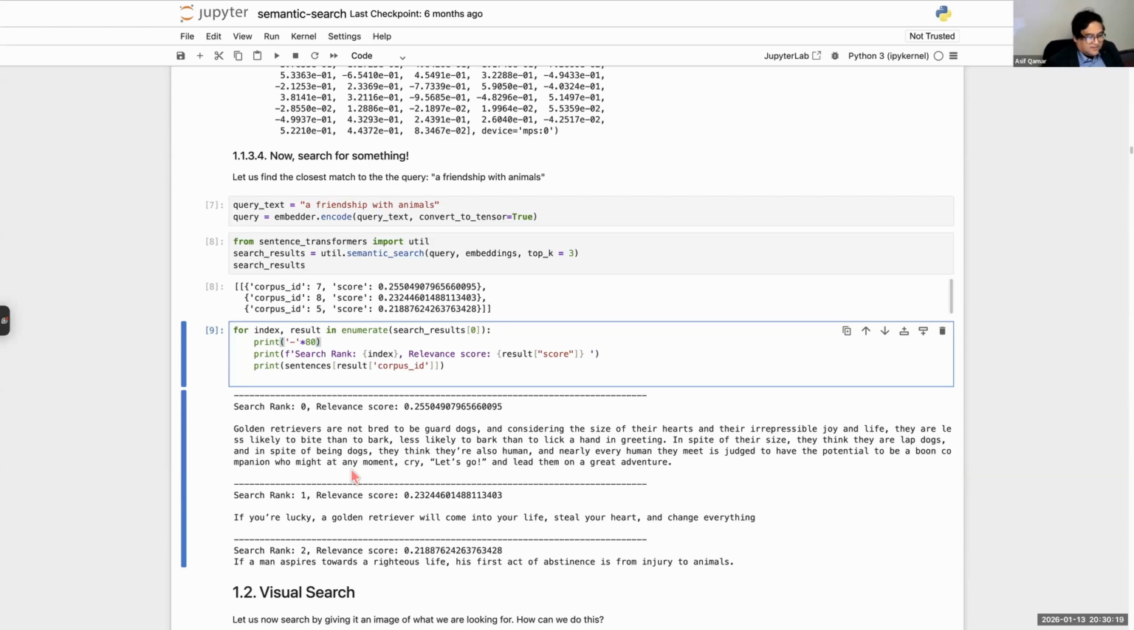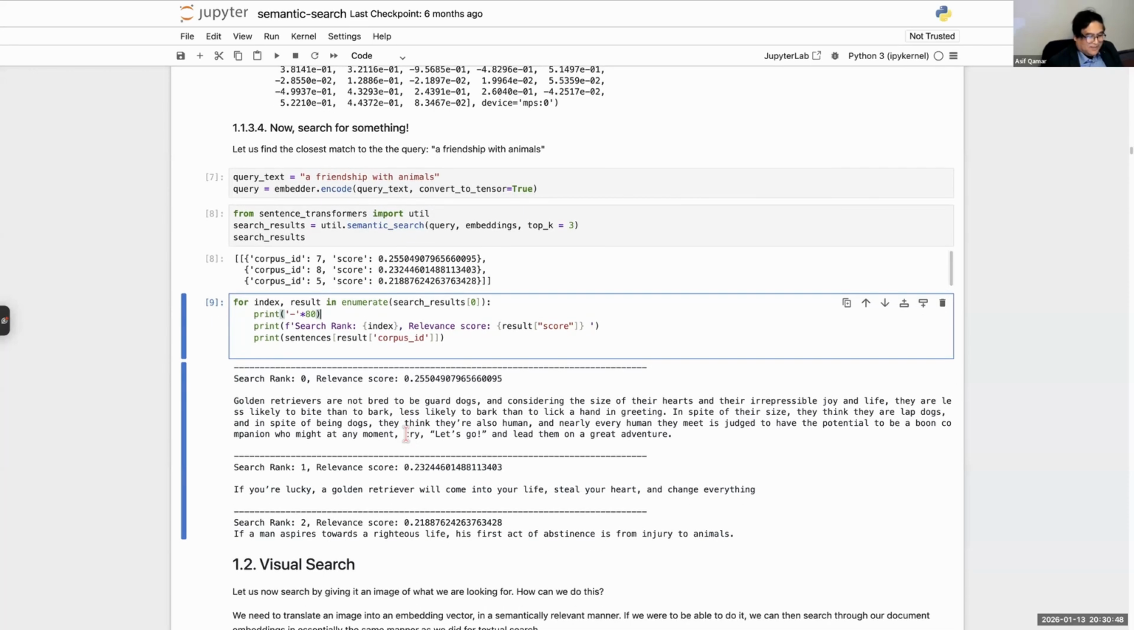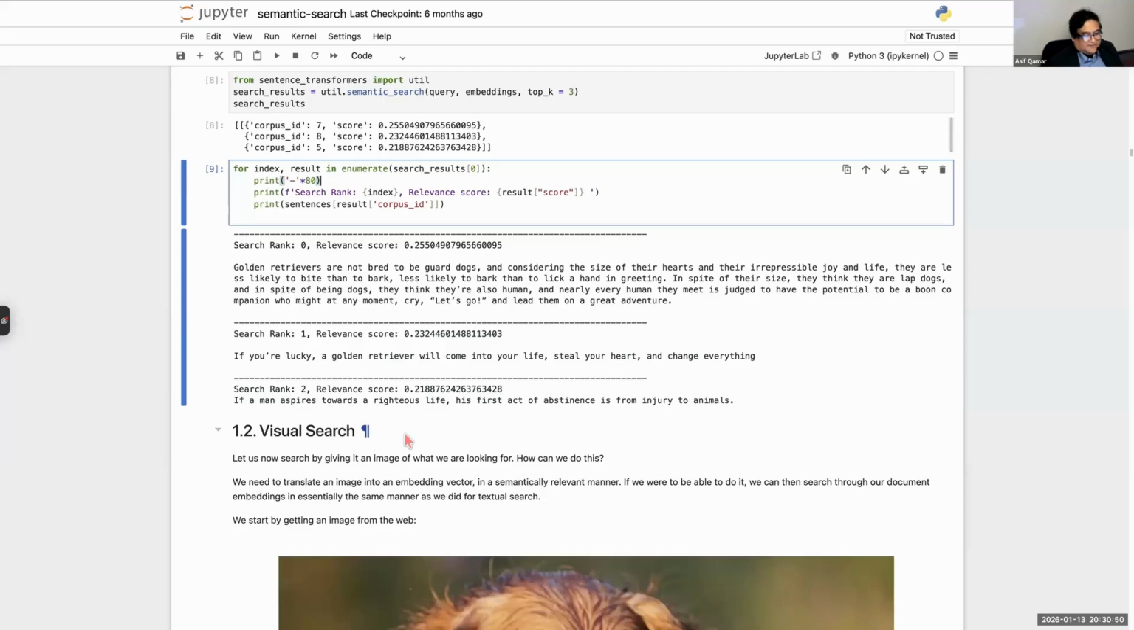Look at the second search result. If you are lucky, a golden retriever will come into your life, steal your heart, and change everything. How many of you have golden retrievers? Well, you don't seem to be very lucky. How many of you have dogs? Okay. Right? You'll soon realize that I love golden retrievers. Anyway, but look at the third search result.